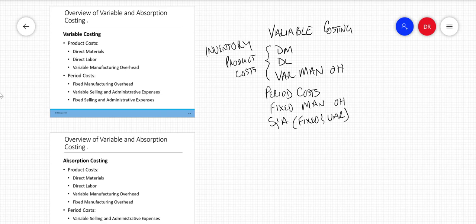So when we look at sales and admin, we're talking about both variable and fixed. We don't really care. They're always going to be period cost. Selling and admin costs are never product cost. All right, so that's the variable costing approach.